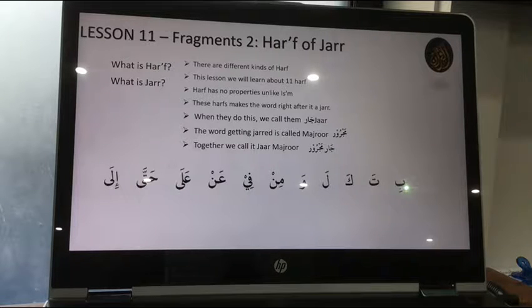Now, you can ask the question, if it makes the next word jar, does it have the word "of" in between? No. It just makes the word jar. Like Bismillah, in the name of Allah. Bismillah means in the name of Allah. There's no "of" in Bismillah, although in English we say "in the name of Allah". B actually means with.